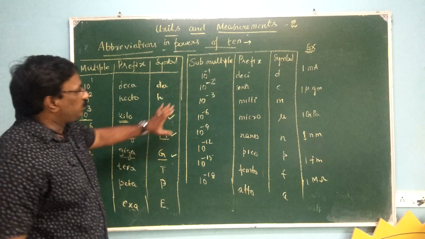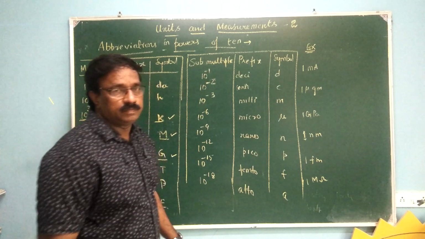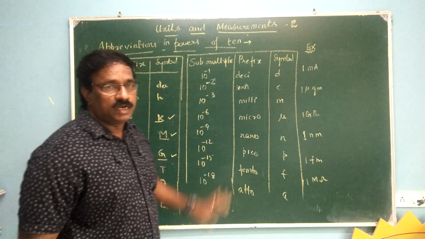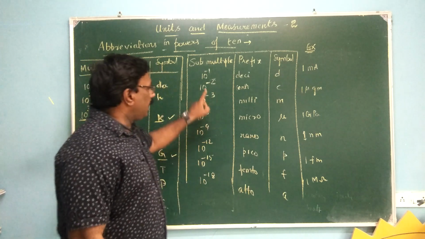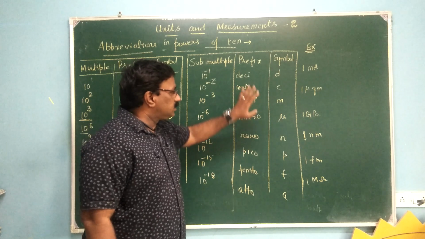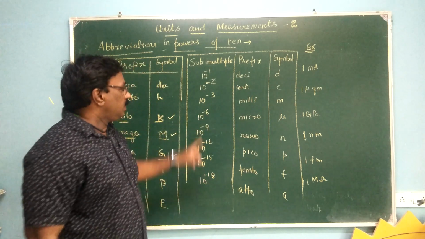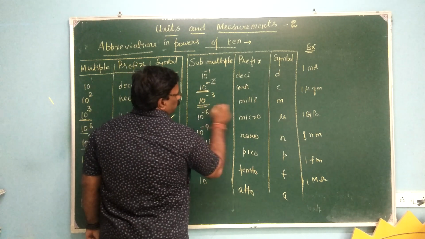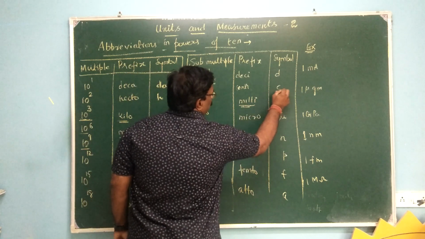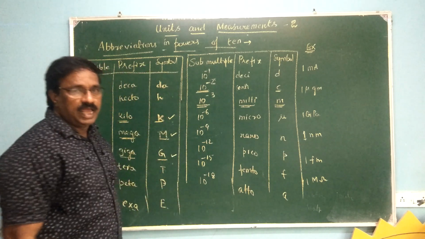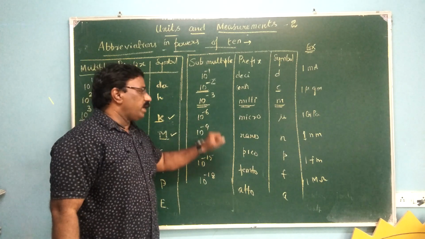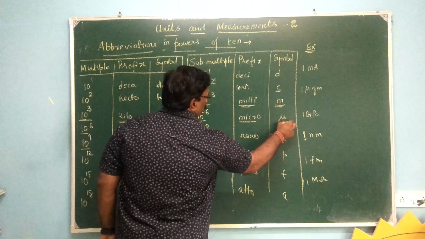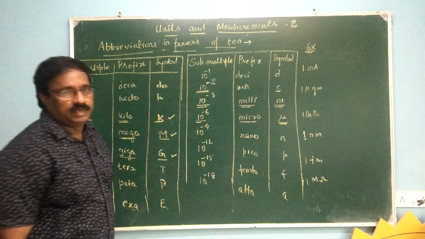Understood? So coming to submultiples, lesser magnitude. 10 power minus 1, deci, starts with d. 10 power minus 2, centi, starts with c. Symbol is c. 10 power minus 3, milli. So we use 10 power minus 2. We use 10 power minus 3, milli, millimeter, milliampere. 10 power minus 6, micro. This also we use mostly. 10 power minus 6, micro. This is the symbol. 10 power minus 9, nano.